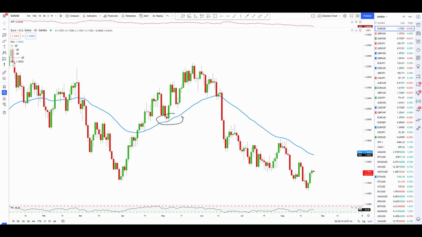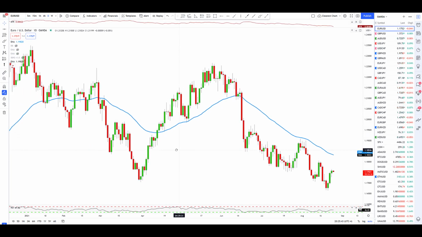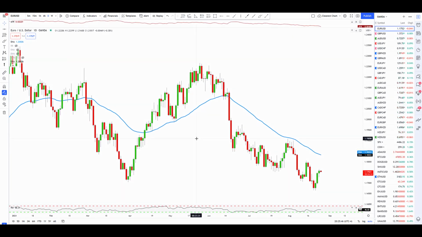The second way is as areas of value, similar to how we were talking about using support and resistance. Oftentimes on these two, the 50 and the 20-period moving average, we will see price bounce off that moving average and start heading higher if price is trading above that moving average, or bounce off that moving average and start trading lower if price is below that moving average. So that is the second way we will be using the moving average, as an area of value similar to support and resistance.